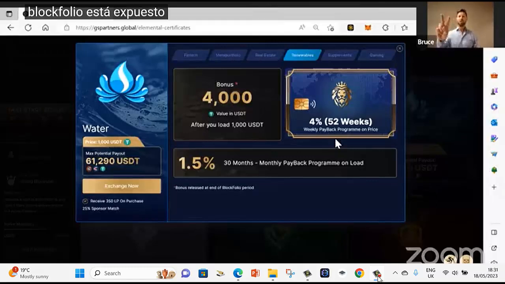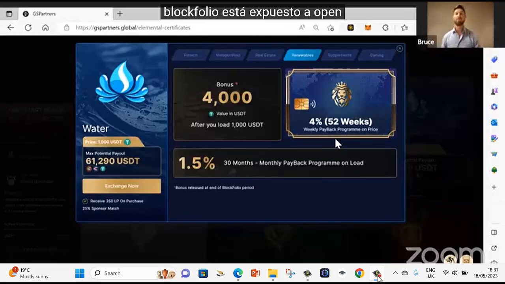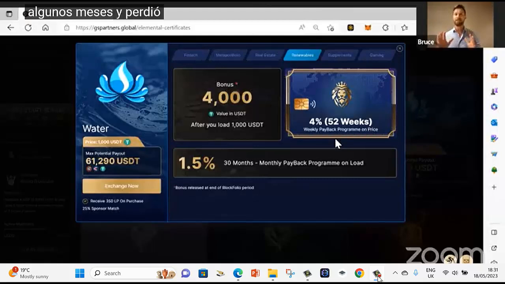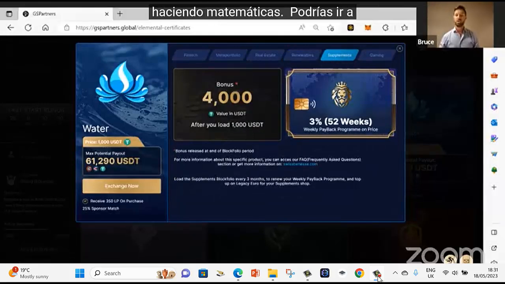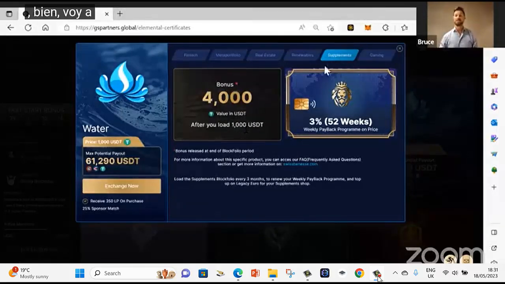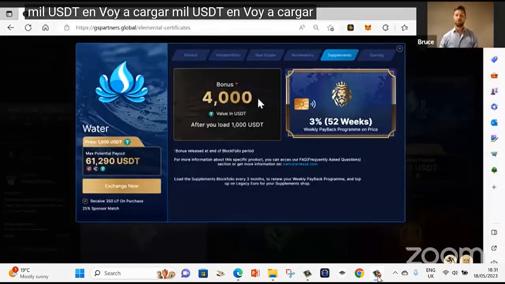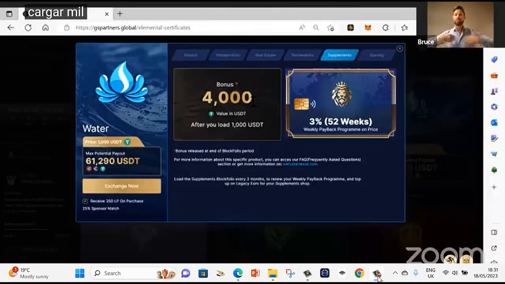Now, the last two blockfolios we're going to look at are product-based portfolios. They behave completely differently to the first two. And so I want to spend a little bit of time explaining these last two blockfolios. The first one is supplements. When you decide to load 1,000 USDT into the supplements blockfolio, you will then be gifted with 4,000 worth of shopping credit to take into our supplements store.